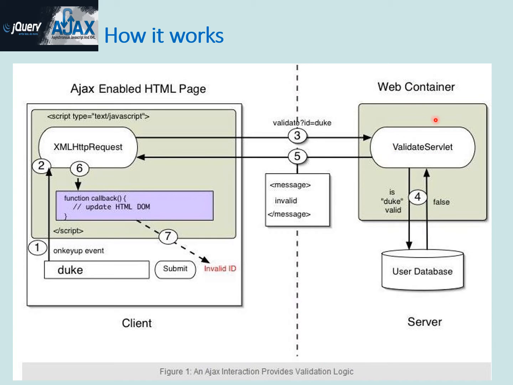On the server side there will be a servlet program. Servlets are small programs which are executed on the server side. Here there is a Java program called validate servlet. This validate servlet program is used to check the validity of the data that comes in the corresponding HTTP request object. It will check whether Duke is valid with the corresponding database, and the database mentions that it is false. That means the data is not valid.